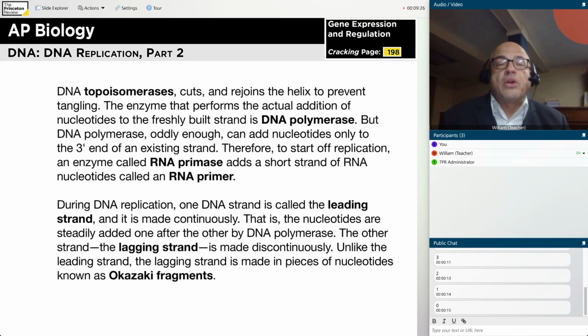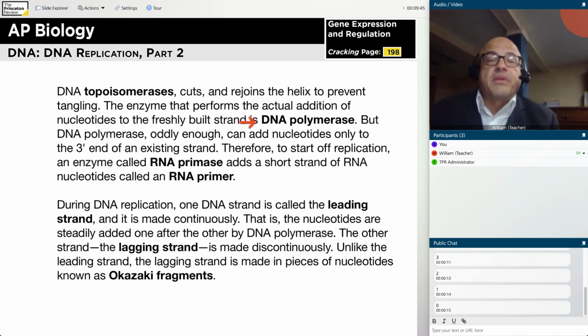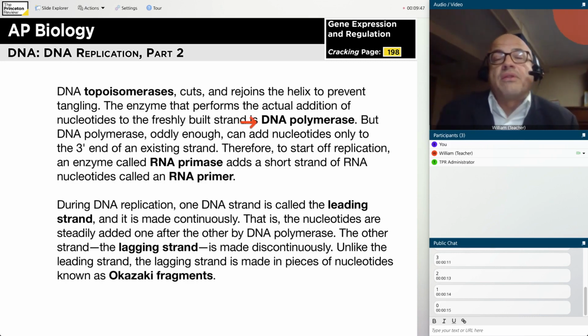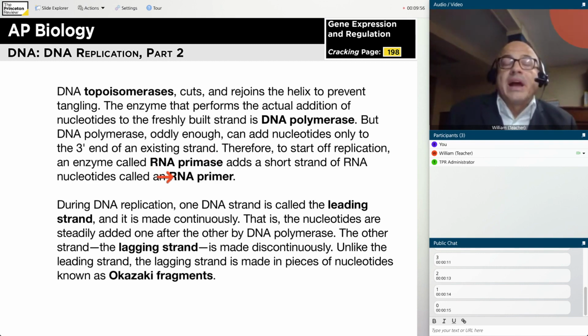Okay, so it starts out at an origin, and then you have ASEs also that are going to, in this case, topoisomerases that are going to cut and rejoin, and they're going to prevent any kind of tangling, which is what you don't want. And these things are going to also work with DNA polymerase, which is going to actually do the additions and so forth. You need to know RNA primase, adding, and associated with its RNA primer. Now, during replication, what's important is you're going to have your leading strand. You need to know the leading strand and the lagging strand and be able to describe that.